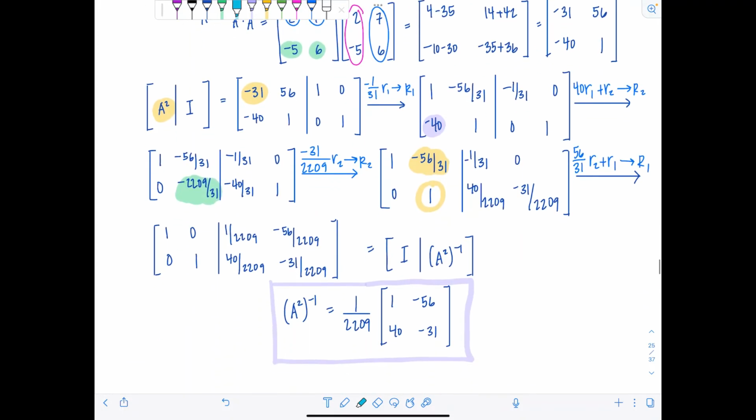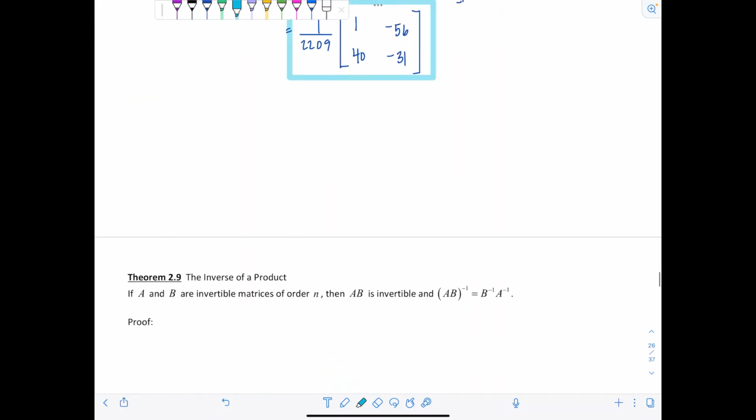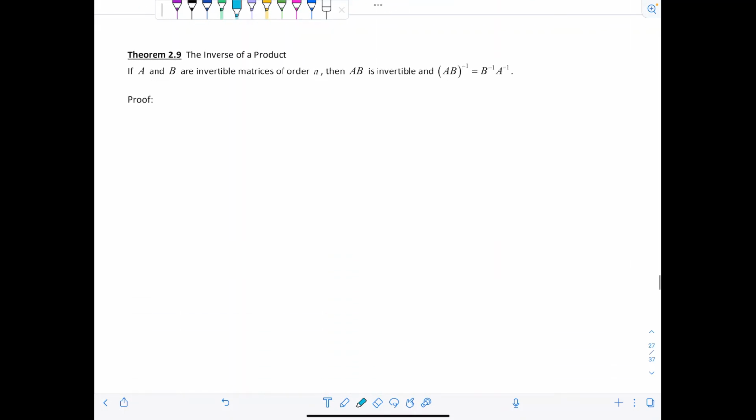Good. Now let's look at another theorem. Moving on. 2.9. Ooh, I love this one. The inverse of a product. So if A and B are invertible matrices of order n, then AB, their product, is invertible. Ooh, and AB inverse equals B inverse times A inverse. How fancy. So we're going to prove it. I know, guys, I know.